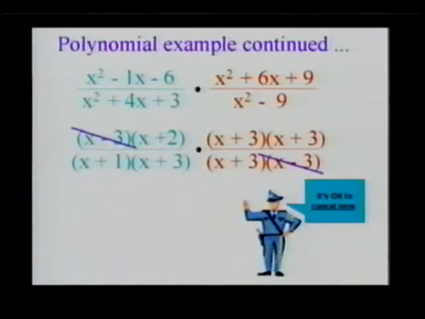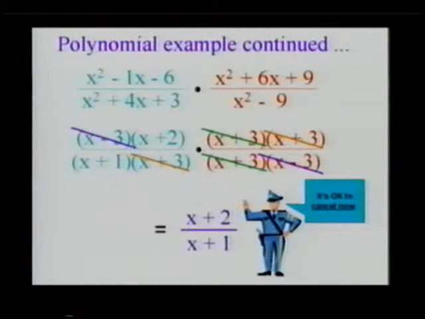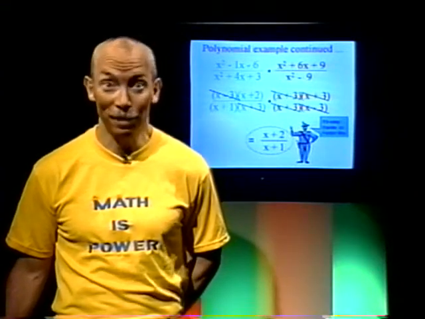I'm going to have the x minus 3's gone. Anybody else the same? There's some x plus 3's, bam them. Anybody else? Oh, there's another x plus 3 gone. And that leaves me with, I don't see anything else to cancel, x plus 2 over x plus 1. It's easy, thanks to Factor Boy.